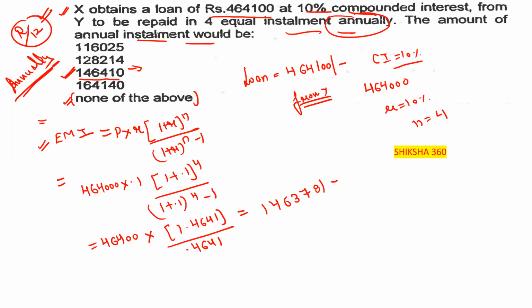Okay, so I think in the question they have given 4,64,100. Clear? We have taken 4,64,000. This is to be 100 here, so please change this value. Clear? Now I think we will go with the correct answer. 4,64,100 into 1.4641 divided by 0.4641. Yes, exactly. Basically we will get this answer, because here I had taken the wrong value. This one is correct. Clear? So this one is the answer.